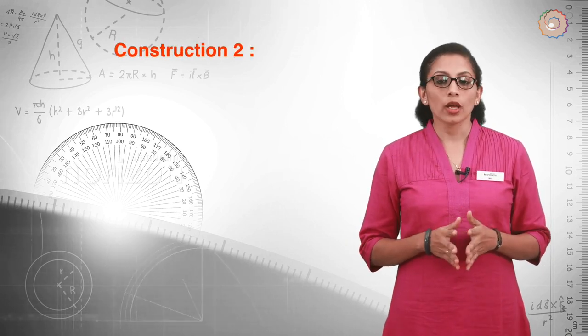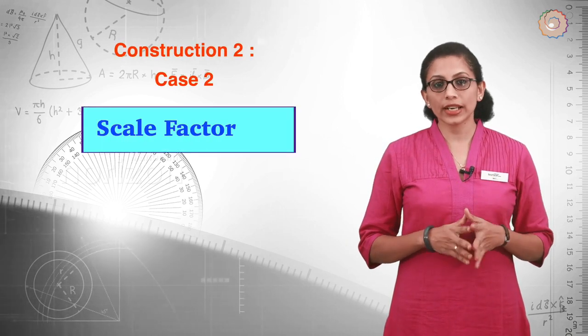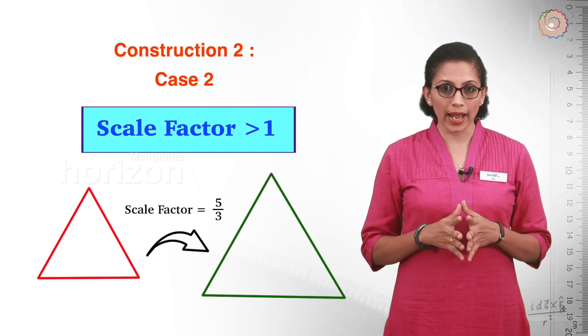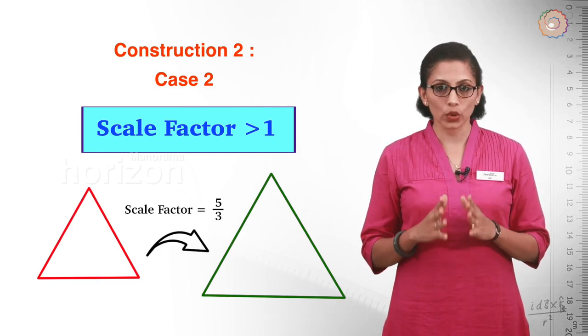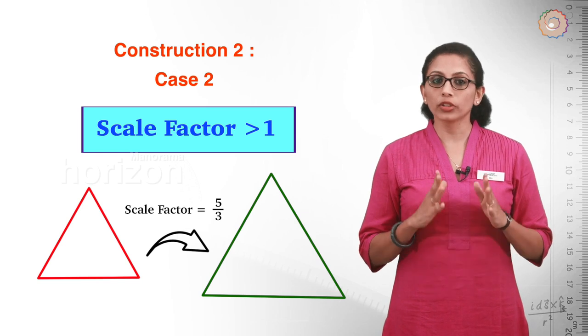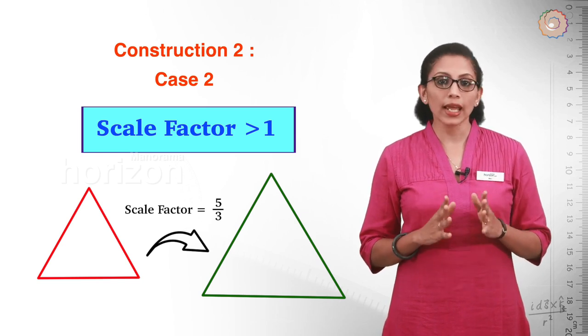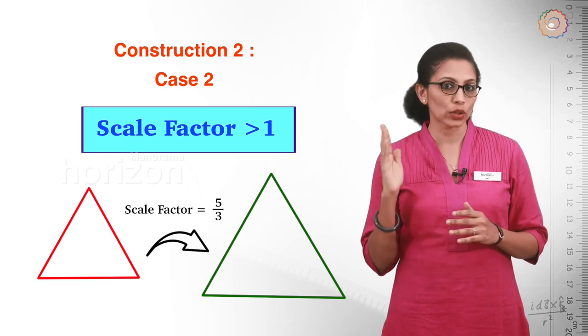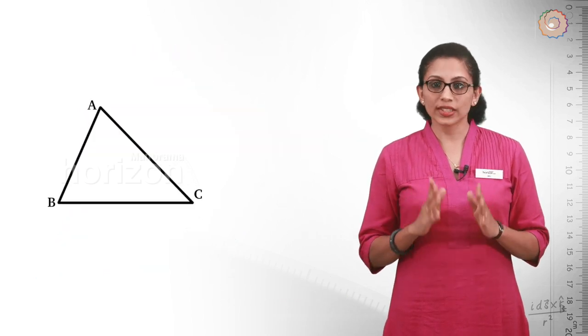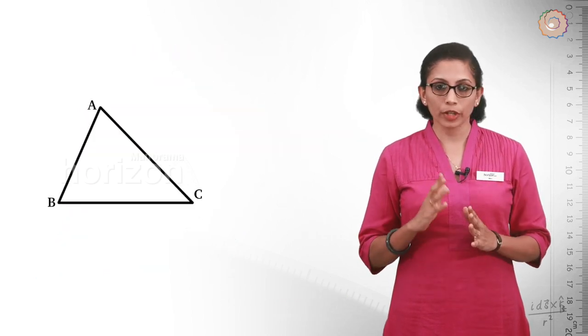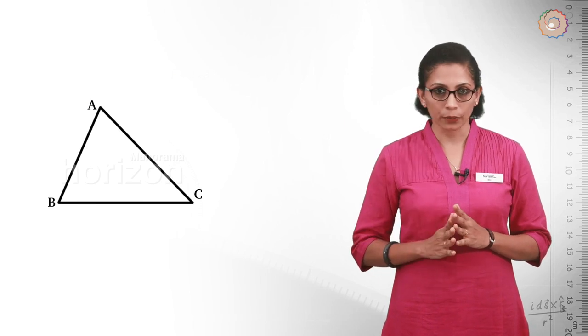Construction 2 statement. Example 2, scale factor greater than 1. To construct a triangle similar to a given triangle ABC with its sides equal to 5 by 3 of the corresponding sides of the triangle ABC. That is, the scale factor is equal to 5 by 3. Given a triangle ABC with scale factor equal to 5 by 3. Therefore, the scale factor is greater than 1.